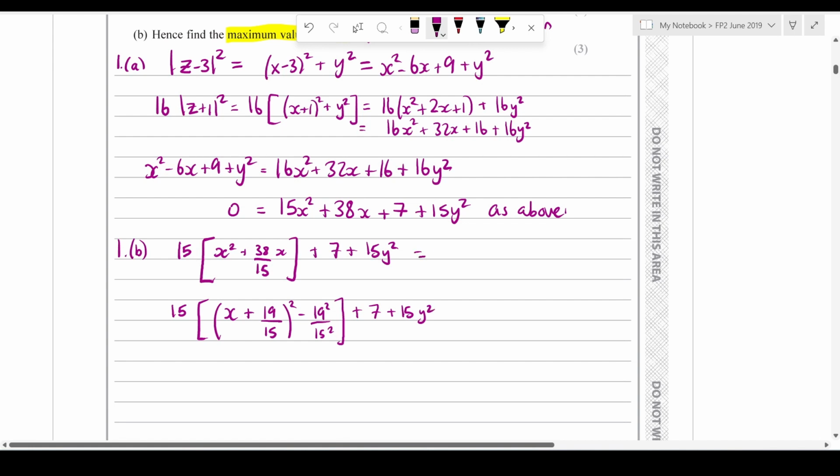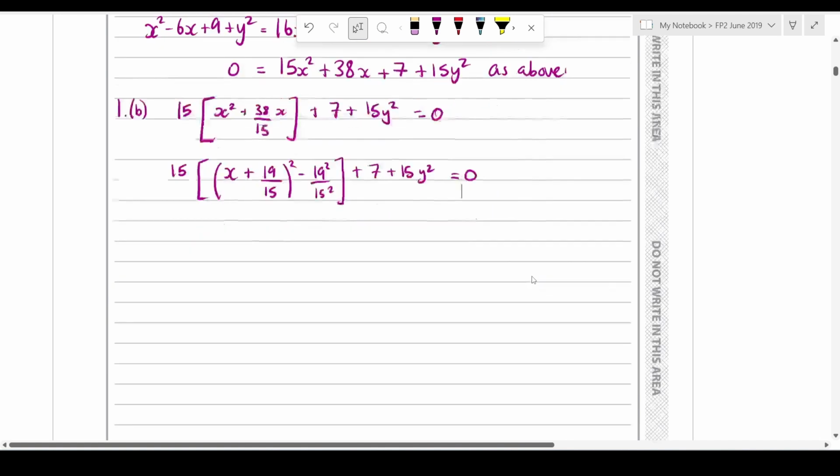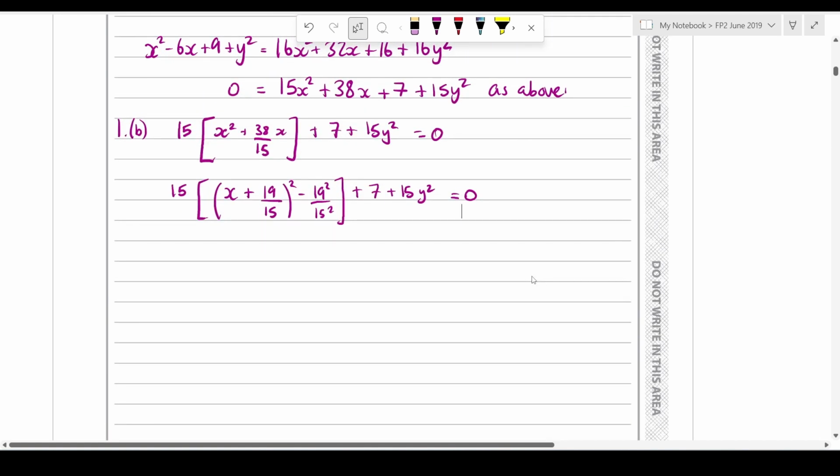And this whole expression was equal to 0, so I need to stick with that because that's how we're going to get our equation. So we need to get our centre and our radius of the circle. Expanding out now, so 15 times that, and then times that term. So I'm going to have 15 times x plus 19 out of 15 squared, minus 19 squared out of 15 squared, plus 7, plus 15y squared.